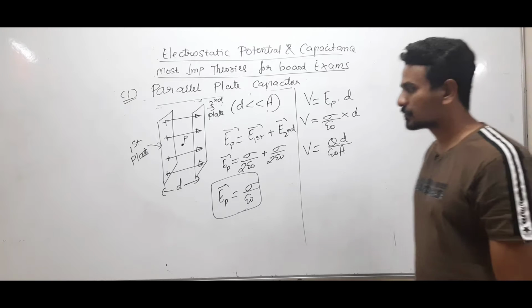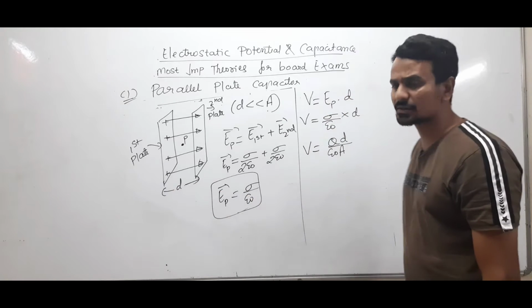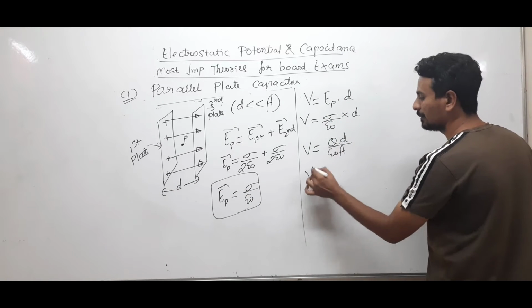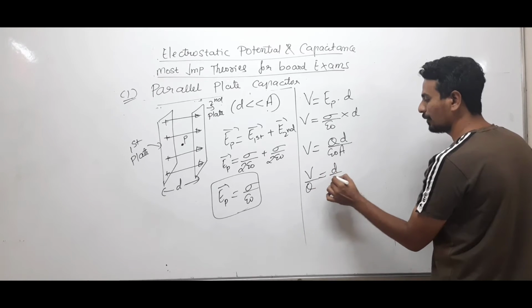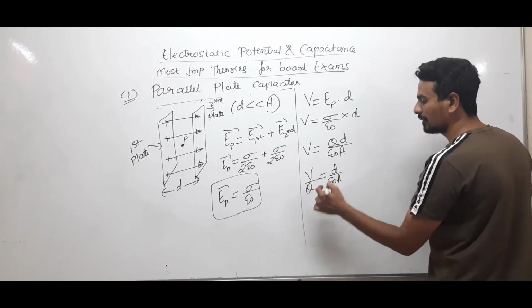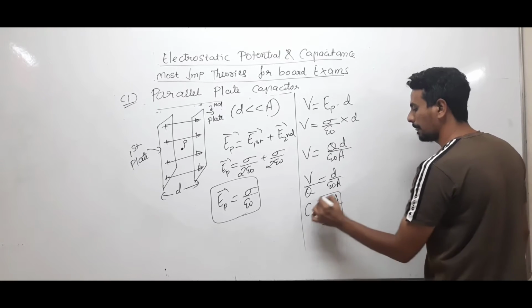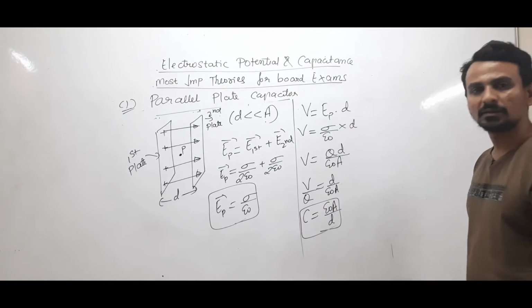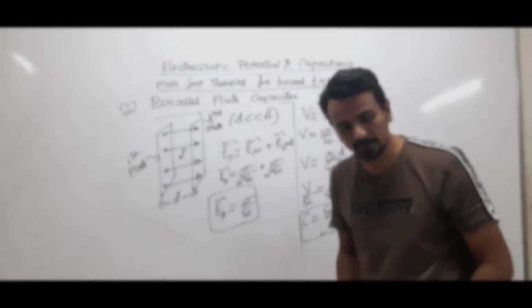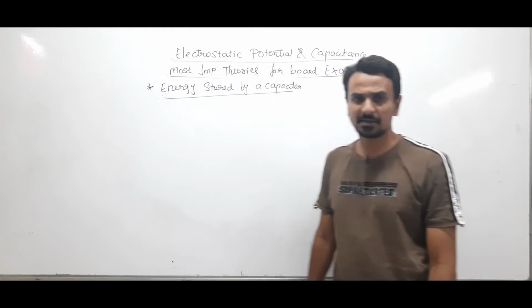Clear? We have to calculate the capacitance. C is Q by V. So V by Q is equal to d upon epsilon naught A. This is 1 by C. So C will be epsilon naught A by d. C is epsilon naught A upon d. So this is the second answer.